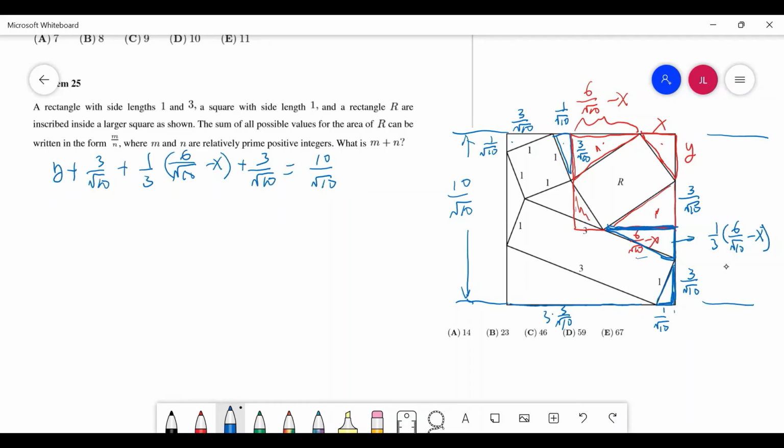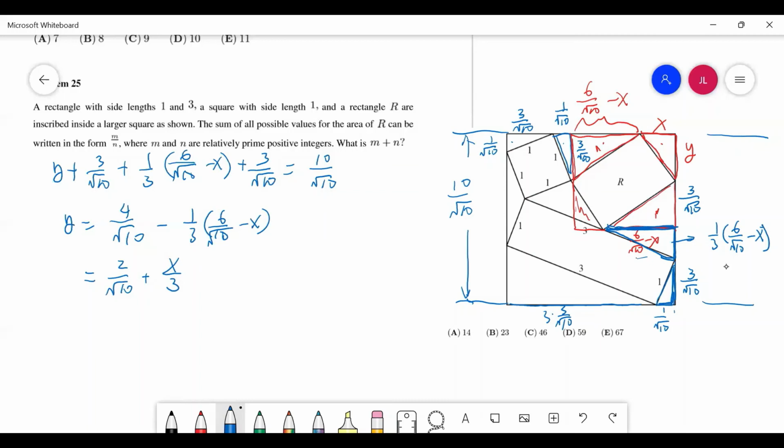Okay, let's simplify this a little bit. y is equal to 4 square root 10 minus 1/3 of 6 over square root 10 minus x. So which is equal to 2 over square root 10 plus x over 3. Okay, so this is y.